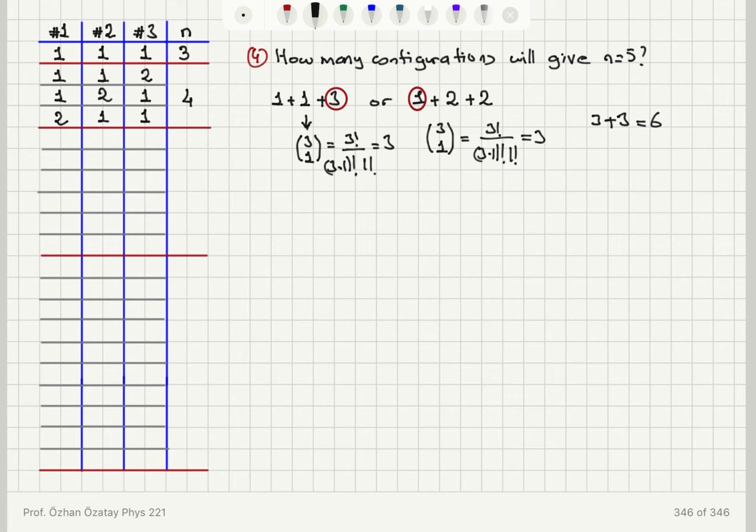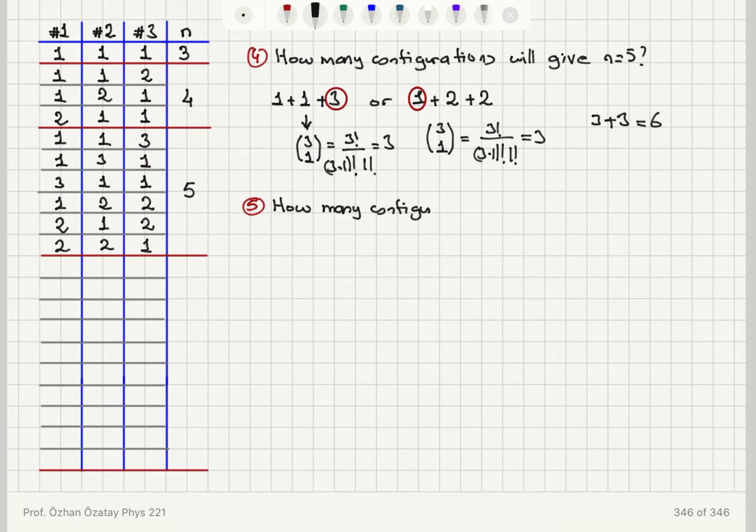So let's list these possibilities here. In order to get n equals to 5, I can have 1, 1, 3; 1, 3, 1; 3, 1, 1; 1, 2, 2; 2, 1, 2; 2, 2, 1. So that basically takes care of all the possibilities for n equals 5. And now I have to answer how many configurations will give n equals 6.